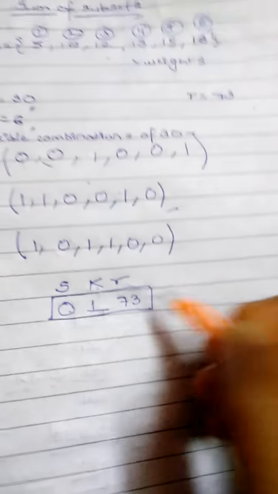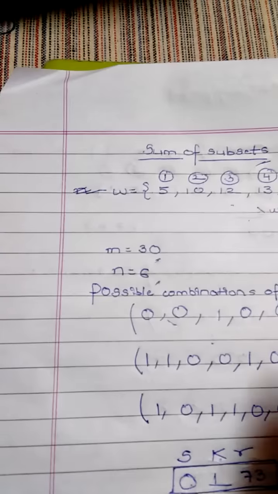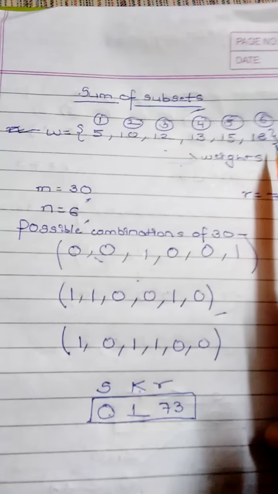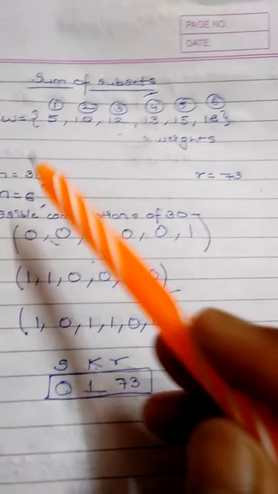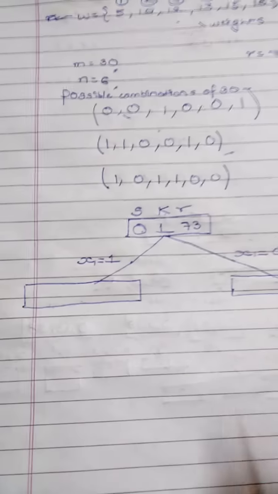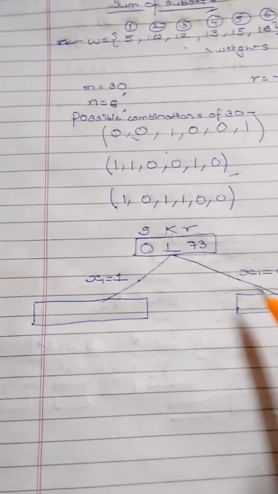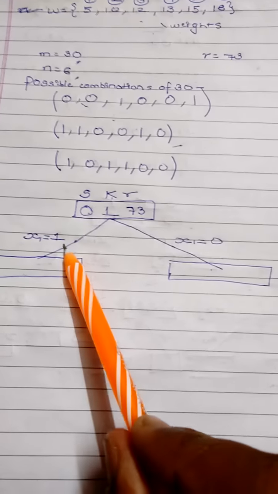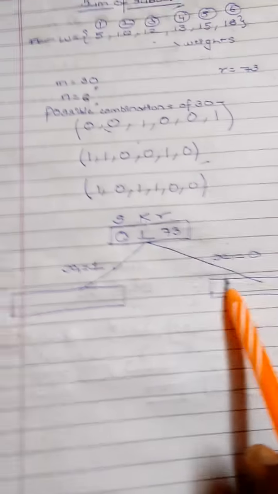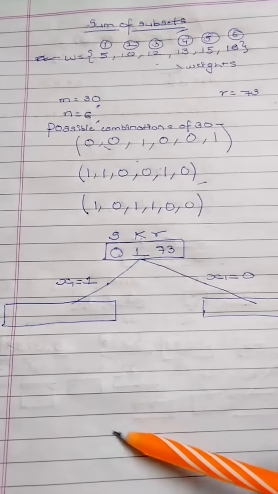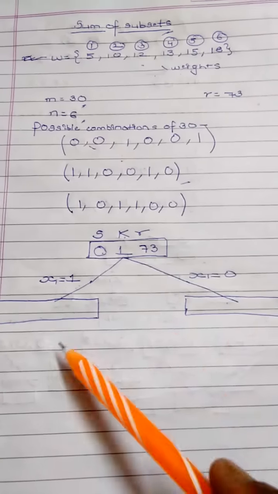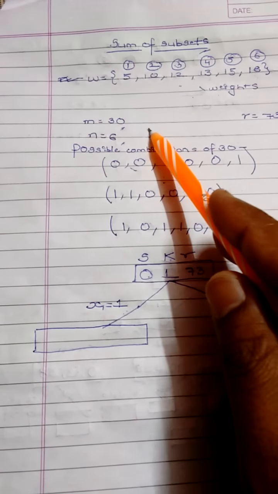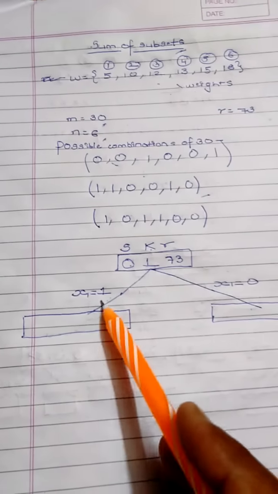73. 73 is the sum of these weights. That is, if you add 5, 10, 12, 13, 15 and 18, you will get a sum of 73. Now I divide this tree into two subtrees, that is 1 and 0. You can change the position also, that is, you can write 0 over here and 1 over here, but always remember, in the remaining subtrees you will write the same positions of 1 and 0 as you have taken earlier.